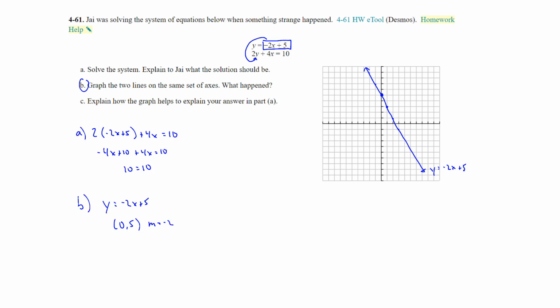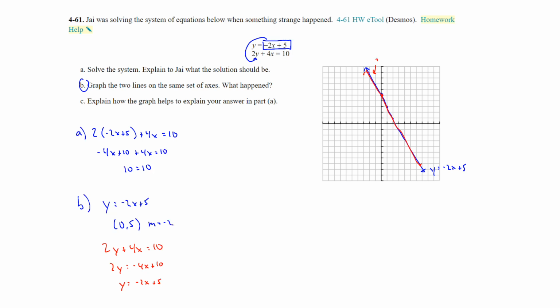And then on the second equation, 2y plus 4x equals 10. We could write that in slope-intercept form. We could plot a couple points. I'll go ahead and write it in slope-intercept form. Subtract the 4x to both sides. Divide by 2. And that would give us negative 2x plus 5. So what I notice is the two equations are exactly the same. So if I went to graph this one, I'm going to get exactly the same line right on top of the other one.